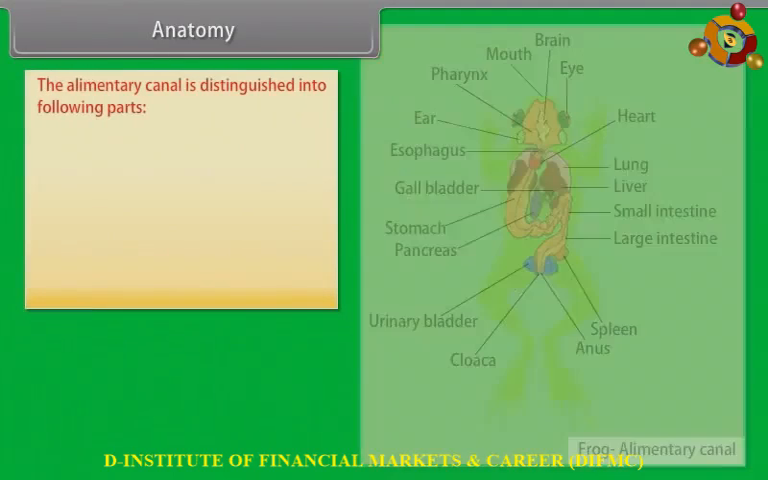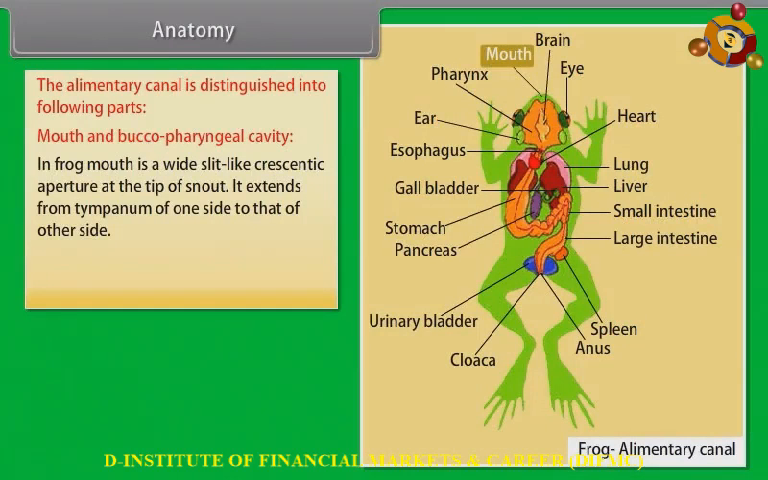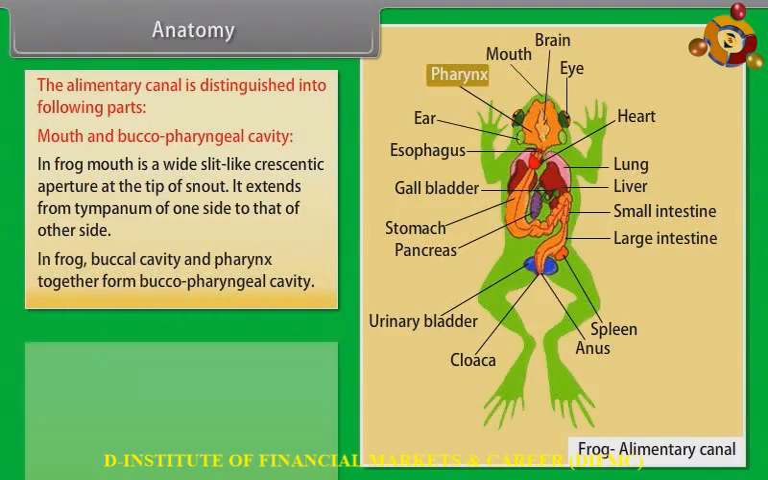Anatomy. The alimentary canal is distinguished into the following parts: mouth and buccopharyngeal cavity. In frog, mouth is a wide slit-like crescentic aperture at the tip of snout. It extends from the tympanum of one side to that of the other side. In frog, buccal cavity and pharynx together form buccopharyngeal cavity.